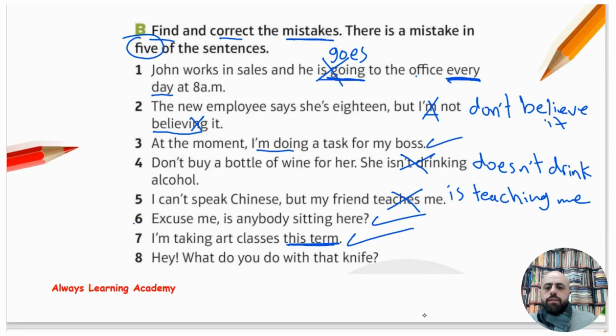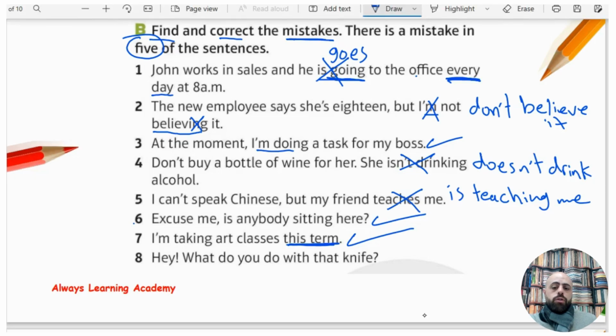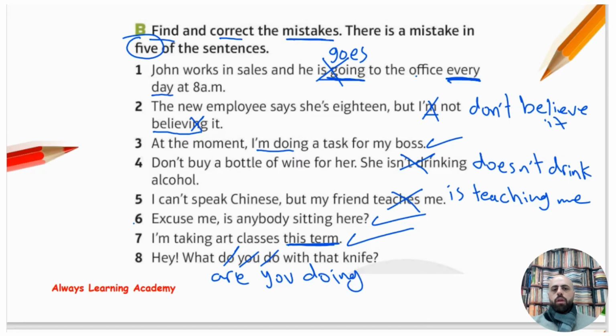Now, number 8, hey, what do you do with that knife? Obviously, this situation is happening right now, so we shouldn't use present simple. Instead, do you do, this is a mistake. So instead of that, we say, what are you doing? What are you doing with that knife?